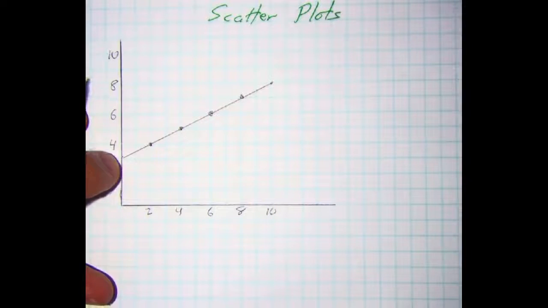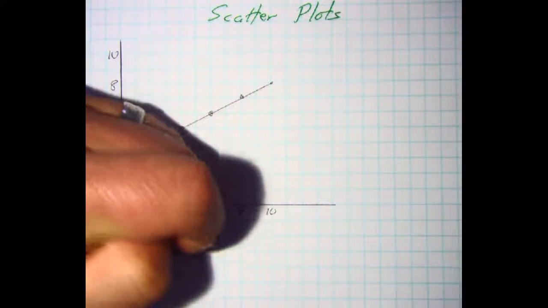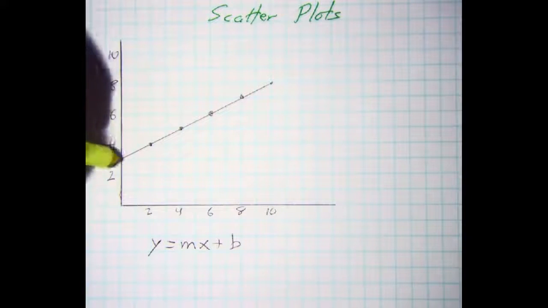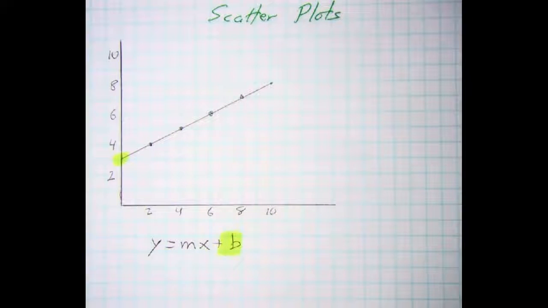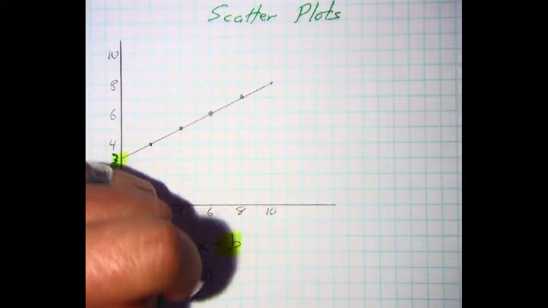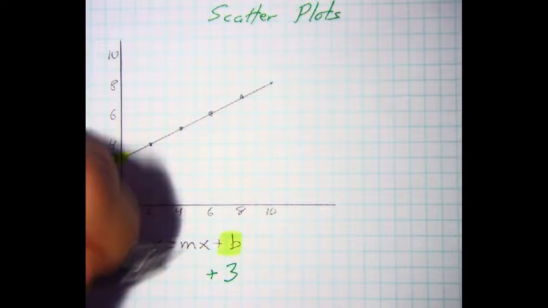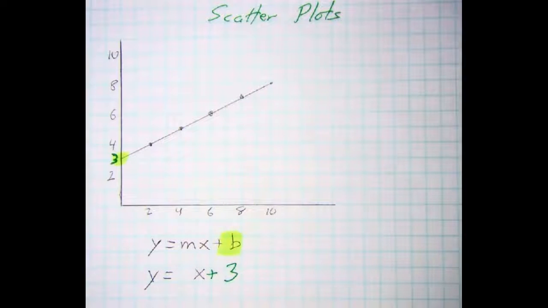So we have two things we need to find. y equals mx plus b. Just remember that b, the y-intercept, is wherever it crosses the y-axis. So for this example, it crosses at 3. So I know the equation will start with y equals something x and then plus 3.